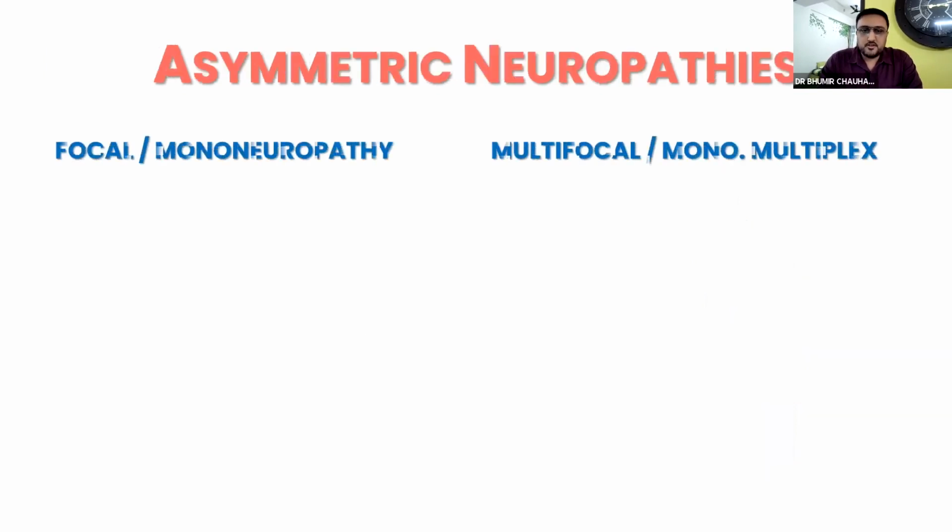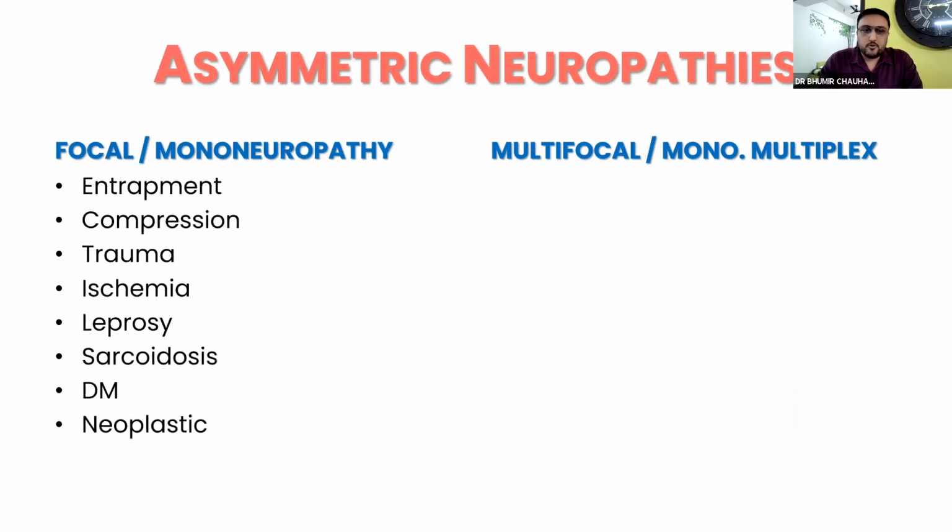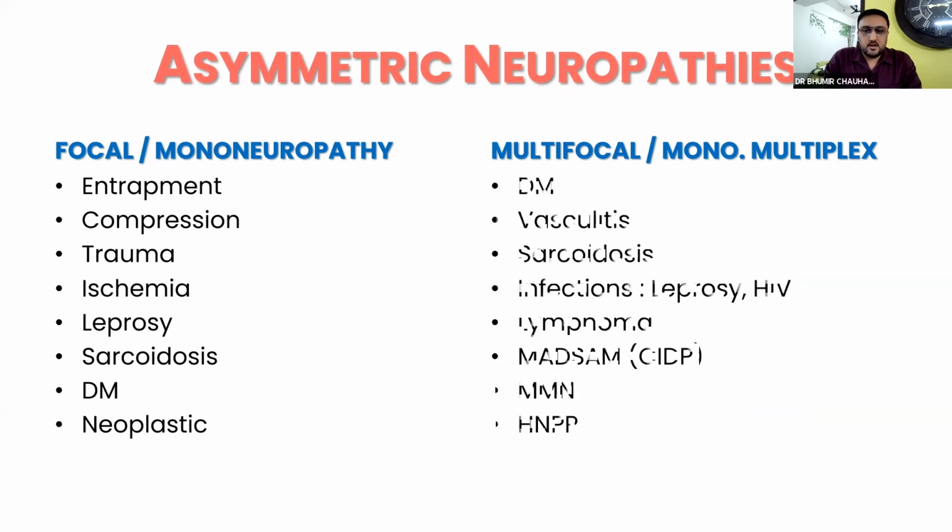And then we have asymmetrical neuropathies, which can be focal, single nerve involvement, or multiple involvement. So focal involvement can be because of an entrapment in a soft tissue or a bony canal. It can be compression, it can be traumatic, it can be ischemic, leprosy, sarcoid, diabetes, and neoplasm. And multifocal can be again diabetic, vasculitis, sarcoid, infective, lymphoma. There is a variant called MADSAM variant of CIDP, multifocal motor neuropathy, and hereditary neuropathy with pressure palsies, HNPP. It is an exception to hereditary neuropathies.